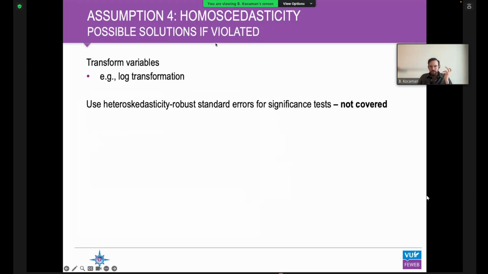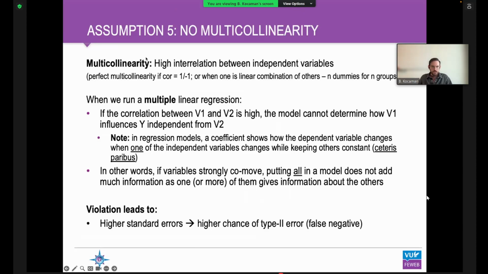Okay, if you have heteroscedasticity, again, one option is to transform variables. The log transformation might actually help with these differences in variance. Another one is that you can use what's called heteroscedasticity-robust standard errors, which allows you to make right conclusions about the significance of your estimates. But this part we won't cover here. Let's move on to the next assumption, and then I'll come back and show all of the plots again, okay? I'm just going to let this stay here.